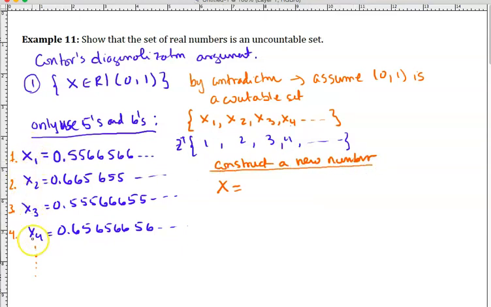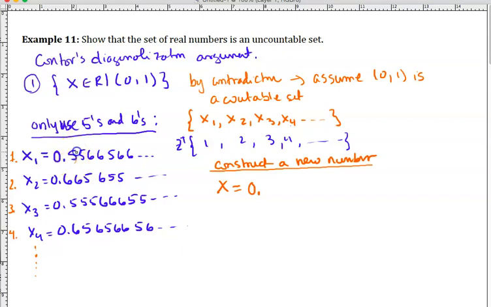In my list here, I have an infinite countable set of numbers, all made out of 5s and 6s that belong to 0 to 1. Let me construct a number in that set from 0 to 1 in such a way that we're going to do the opposite.